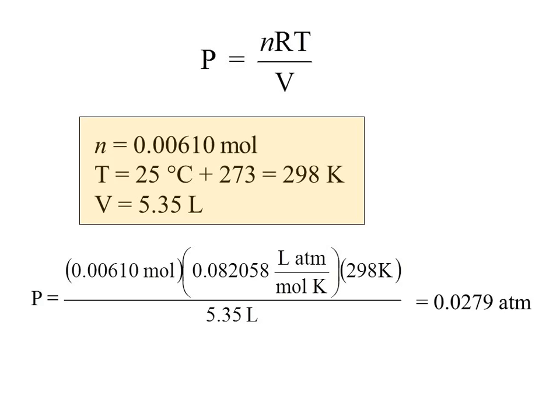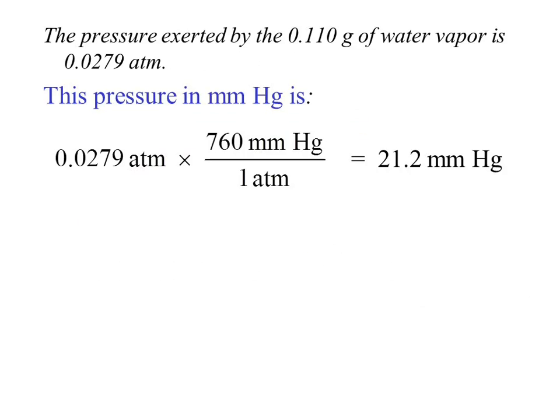But we can't compare that directly with the table yet, because the table is in millimeters of mercury, and this is in atmospheres. I don't know if you guys remember, there's a relationship of 760. One atmosphere is exactly equal to 760 millimeters of mercury. So we're going to go ahead and make that conversion. Take the 0.0279 atmospheres times 760 millimeters per 1 atmosphere, and that's exact. So now we have millimeters of mercury to compare to the millimeters of mercury on the table.